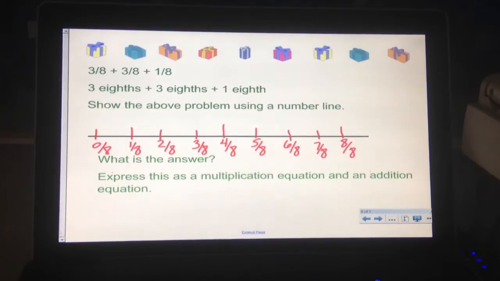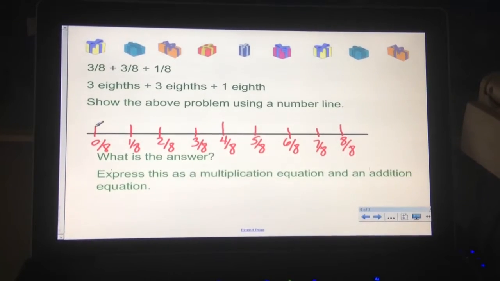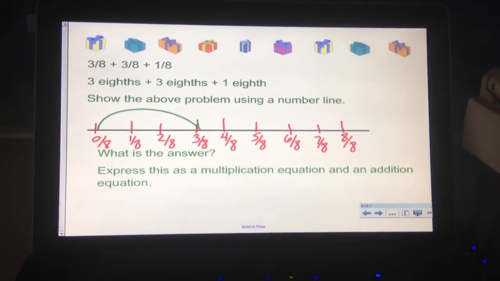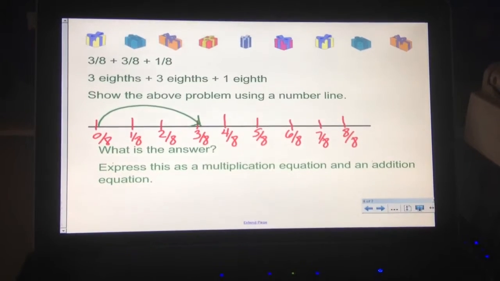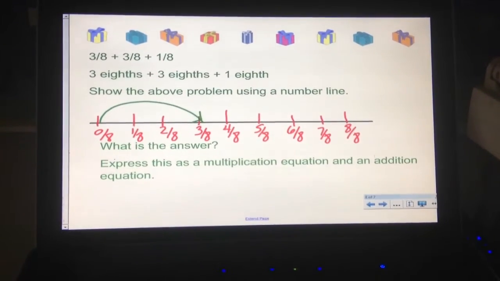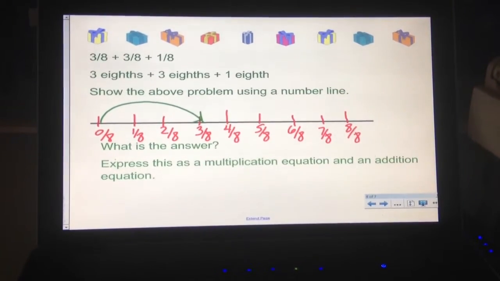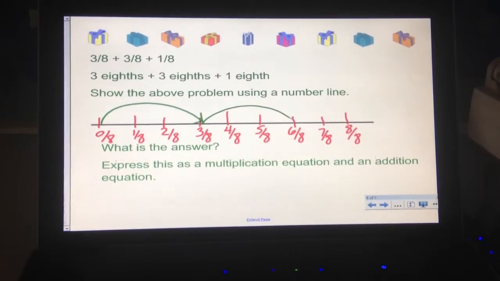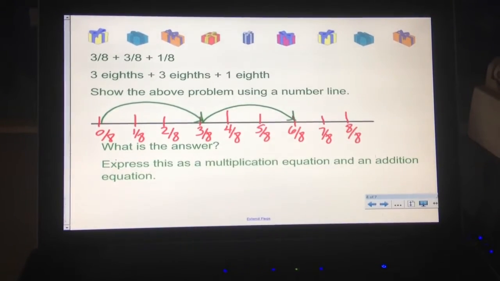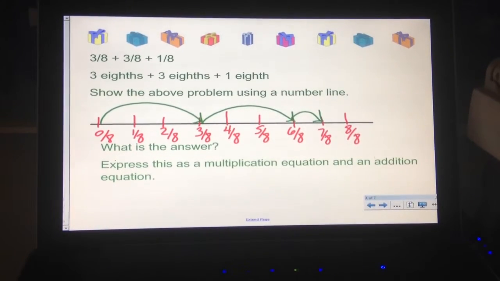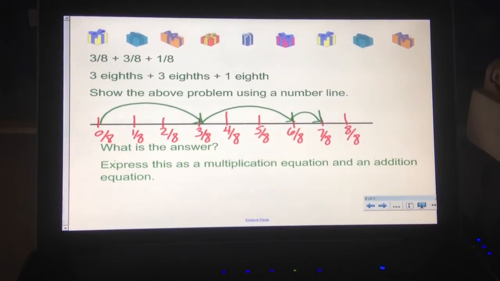Now I want to take 3/8. So there's my 3/8, and I'm going to add another 3/8. 1, 2, 3, plus another 3/8, plus 1/8. And I know that this is going to equal 7/8.